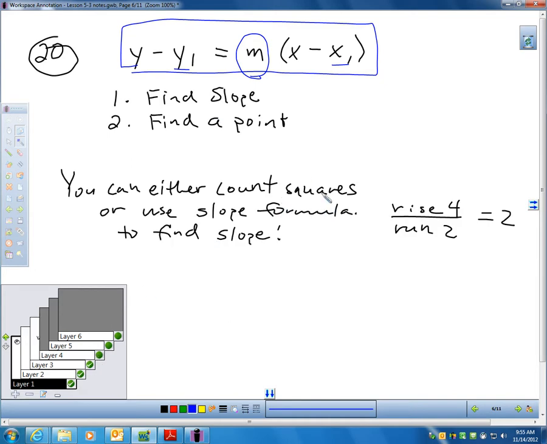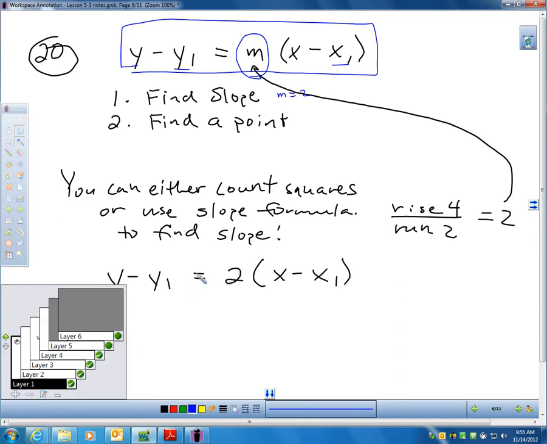So in number 20, put your pencil on the point 1, -3. If you need to stop the video and get to 20, do it. But put your pencil on the point 1, -3. And now from there, count squares up and over. Can you see how if I go up 4 squares and right 2 squares, I get to the point 3, 1. So I'm rising 4, running 2, my slope's 2. So I just found out my slope is 2. I'll just maybe put m equals 2 next to that.